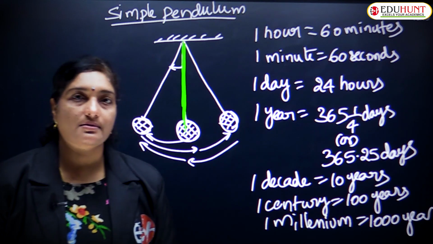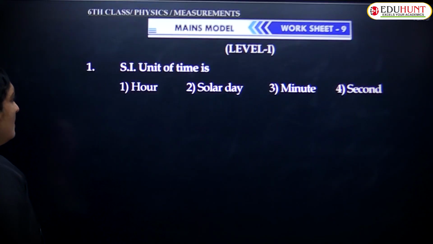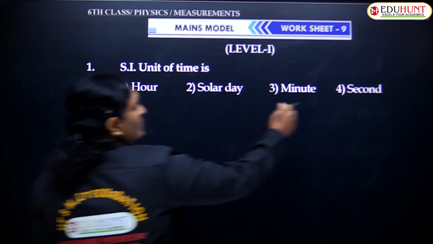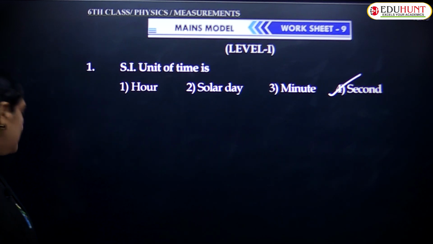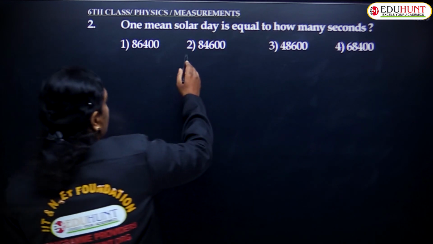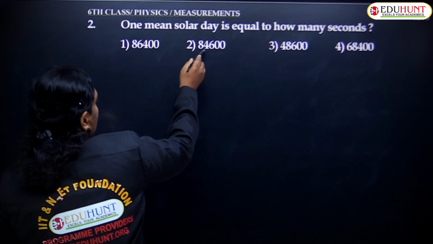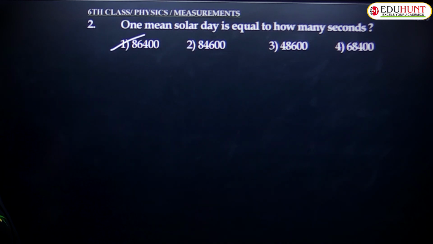Okay. Now, let us move to the numerical part of this chapter. SI unit of time is, yes, seconds. That's our standard unit of time. Next, 1 mean solar day is equal to how many seconds? 86,400 seconds. Don't get confused here, 84 is there, 86. 86,400 seconds is there in 1 mean solar day.